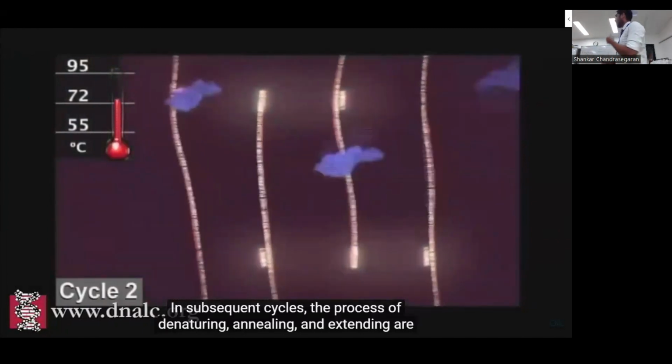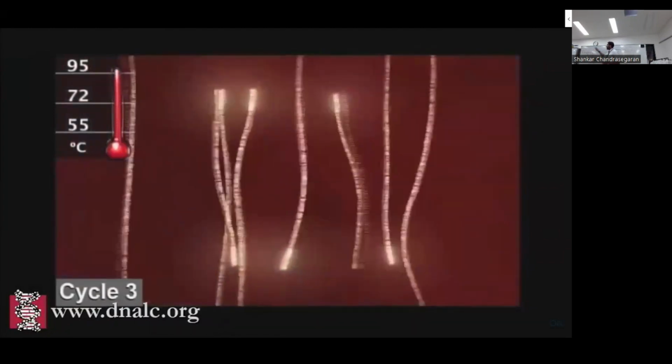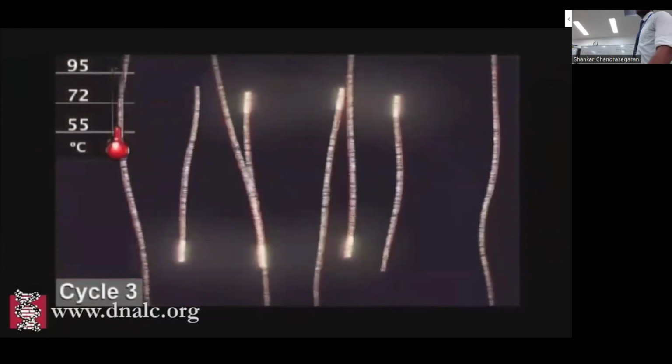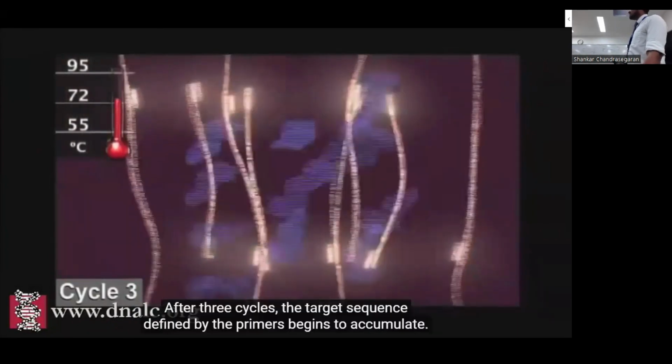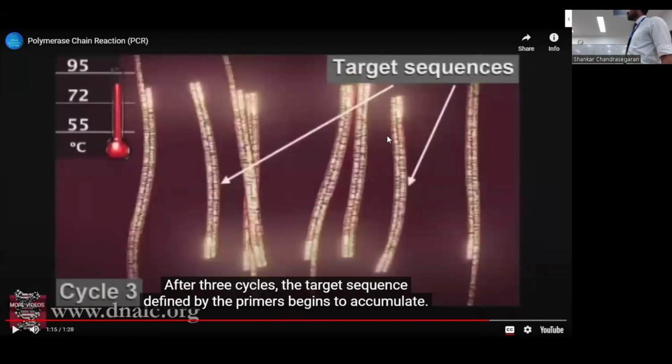Denaturing, annealing, and extending are repeated. This process will continue over and over to make more and more functional copies. After 3 cycles, the target sequence defined by the primer. So something you notice is that every copy that the cycle creates can then become a template strand for another copy to be made. So this is exponential growth.